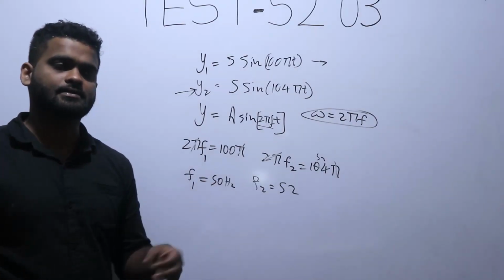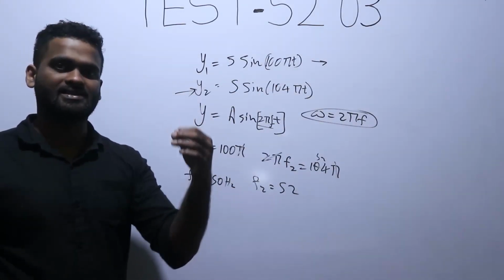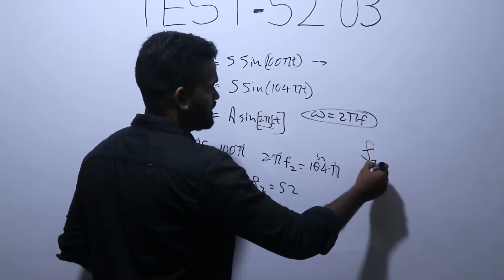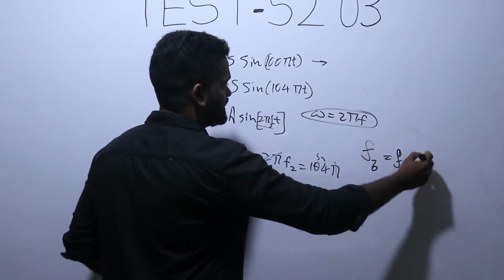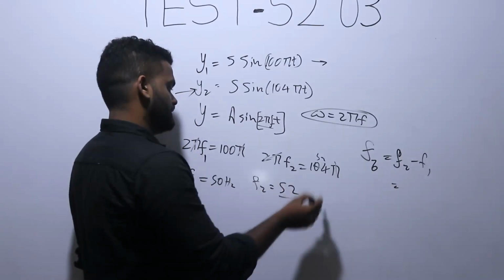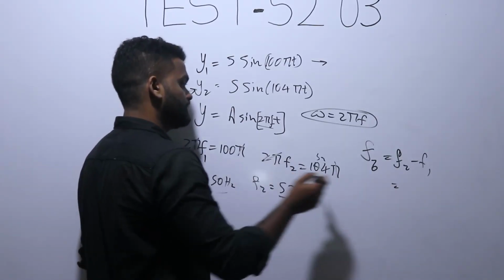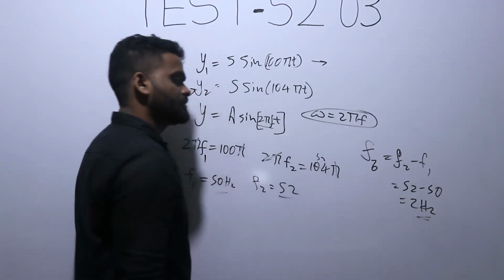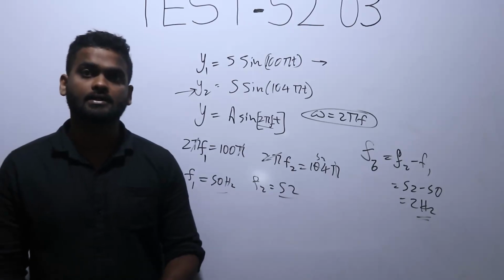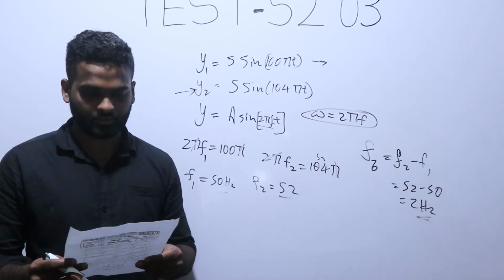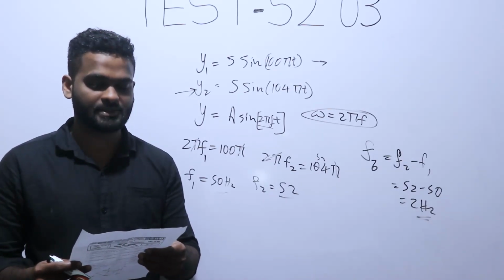So the beat frequency is f2 minus f1. Beat frequency is just the difference of frequencies. Remember this equation? fb is equal to f2 minus f1. Just the difference. Here f2 is 52, f1 is 50. So beat frequency is 2 hertz. The answer for the 10th question should be the second one.